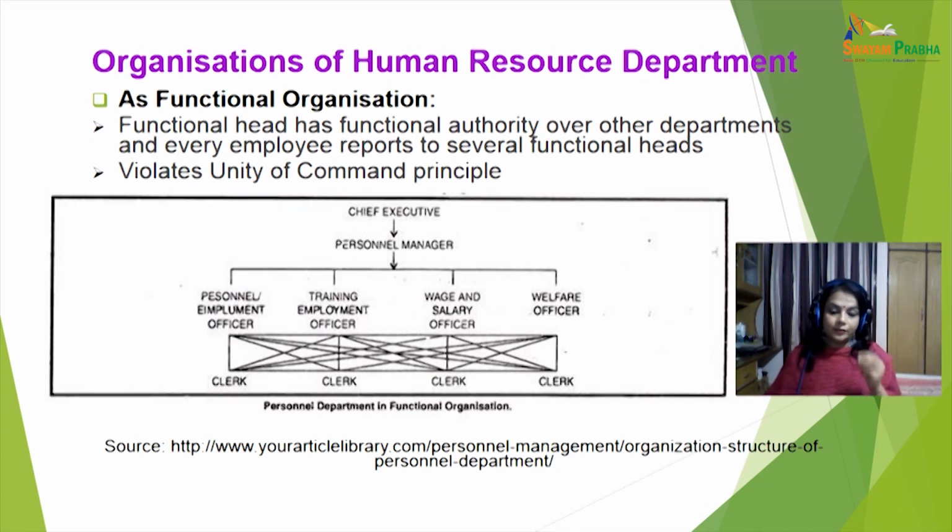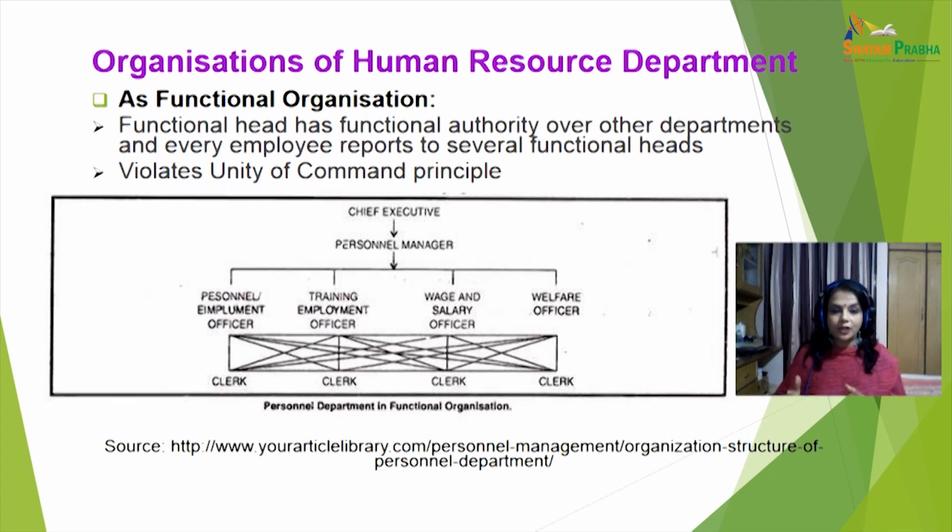Now, the genesis of this type of functional organization is actually scientific management given by F.W. Taylor. One of the techniques of scientific management is functional foremanship, if you remember, whereby there are 8 bosses over one employee. So there are 4 in the shop, 4 in the office, and each employee is reporting to 8 bosses. And these bosses have complete functional authority and specialization. Now, there also we have seen that it violates the unity of command principle. The good thing about this is that you get the benefit of specialization.